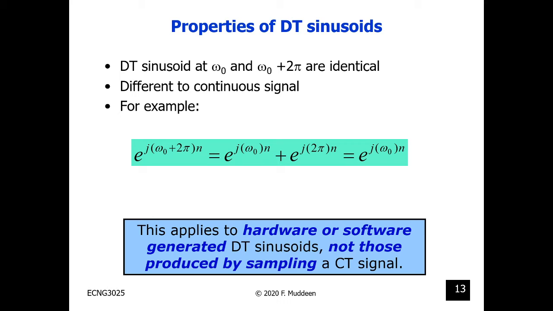So this repeated property that we observe here for discretized time sinusoids only applies to hardware or software generated discretized time sinusoids. It won't work for something that is produced by sampling a continuous time signal. This only works in the hardware and software domain. If we actually sample a continuous time signal and we apply this, it generally will not work.